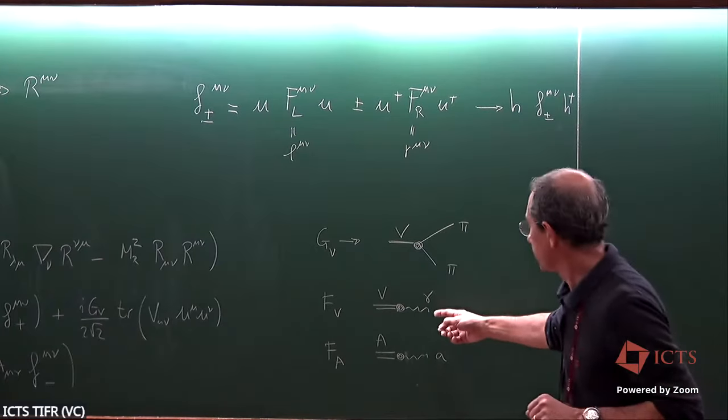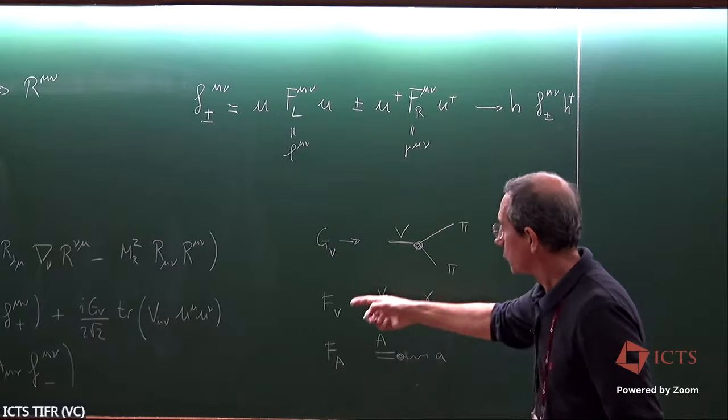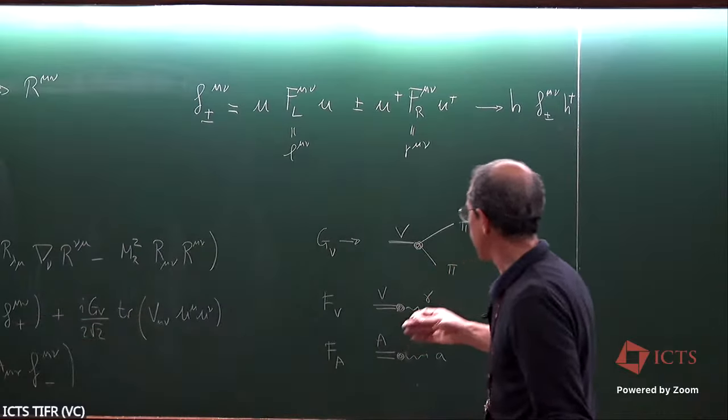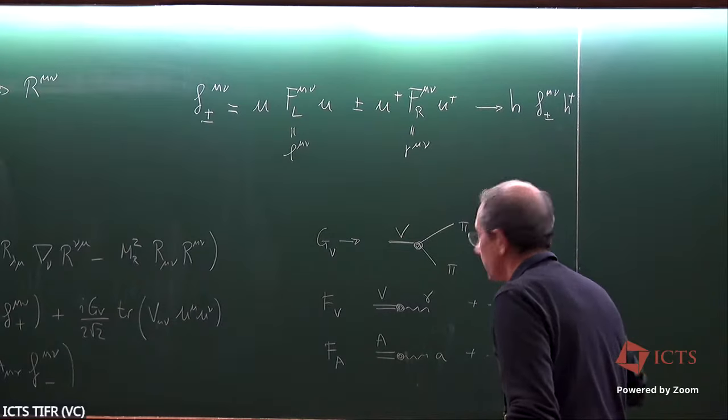Of course, I can also include more pions, because when I expand this, there will be more pions. So as usual in the chiral Lagrangian, this is this plus any other terms with more pions.